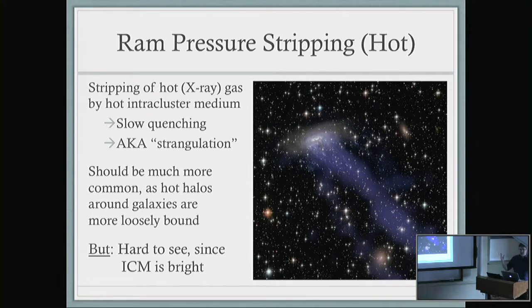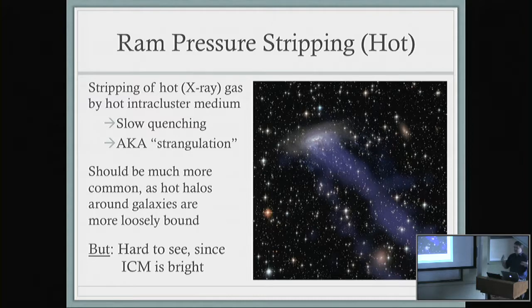The hot halo around a galaxy is very tenuous, and so as you fall into a cluster which has a very dense intercluster medium or a dense plasma, the hot halo will very easily strip compared to the molecular gas and the atomic gas in the disk. So here's a Chandra image of a galaxy falling into a cluster, and you see the hot halo in blue that's being stripped away.